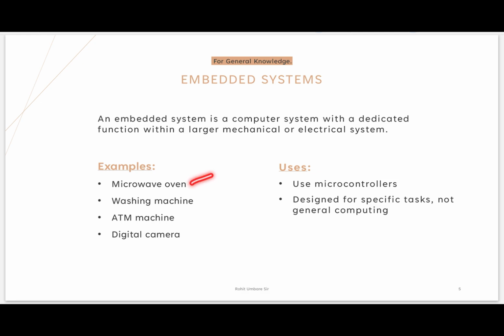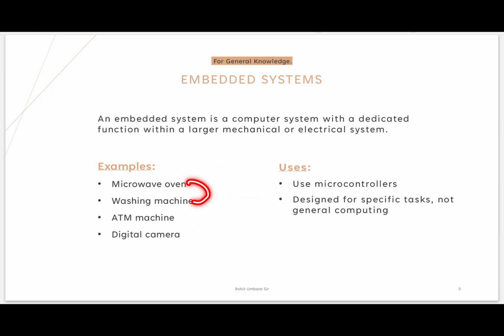Can a microwave wash our clothes? No. Can an ATM click our photo? No. Can a washing machine give you money? No. They have a specific task, meaning specific machines are allotted for only specific tasks. That is called an embedded system. They use microcontrollers. A microcontroller is a small controller which controls a specific function. They are designed for a specific task, not general computing. As I said, these things are all designed for their own specific task.